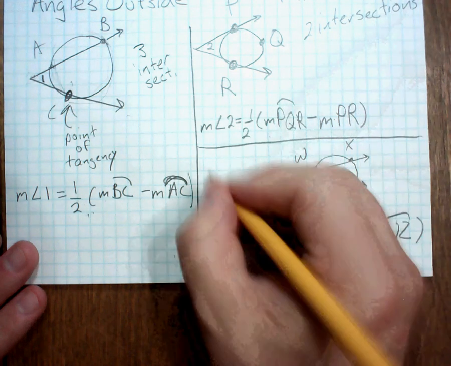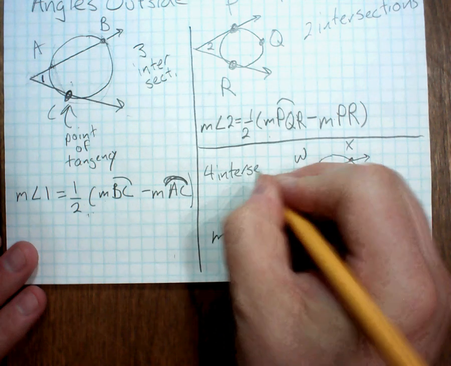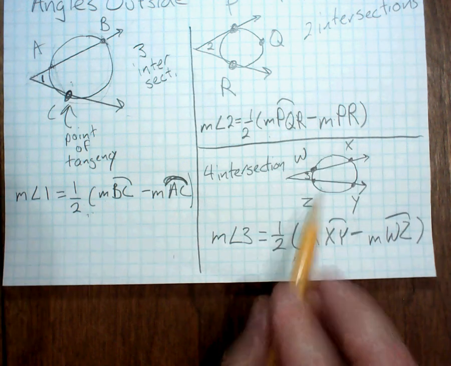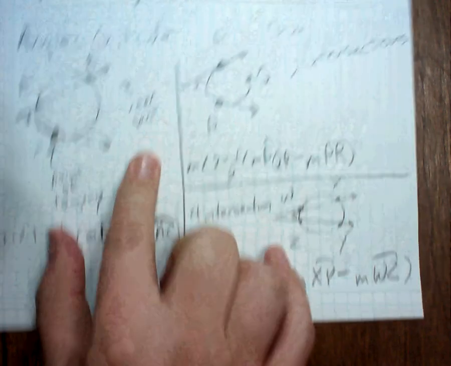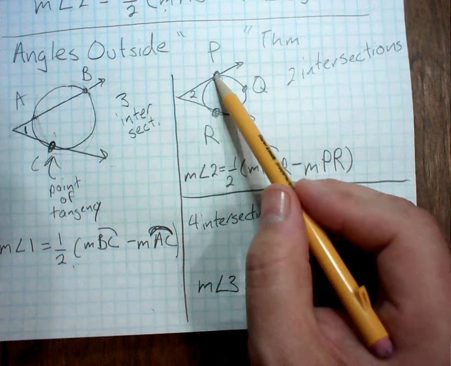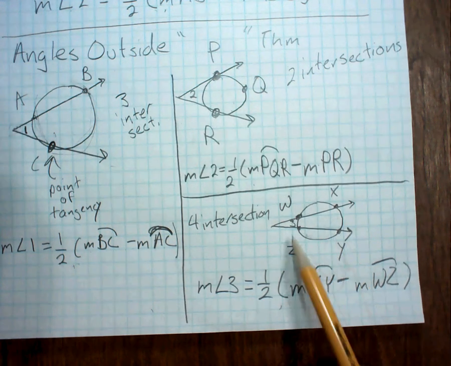And here you have 4 intersections. So another way to do this too is, when you look at it, just ask yourself, how many times does the angle intersect the circle? Here it only intersects 3 times. Like 1, 2, 3. Here it intersects 2 times, 1, 2. And here it intersects 1, 2, 3, 4 times.